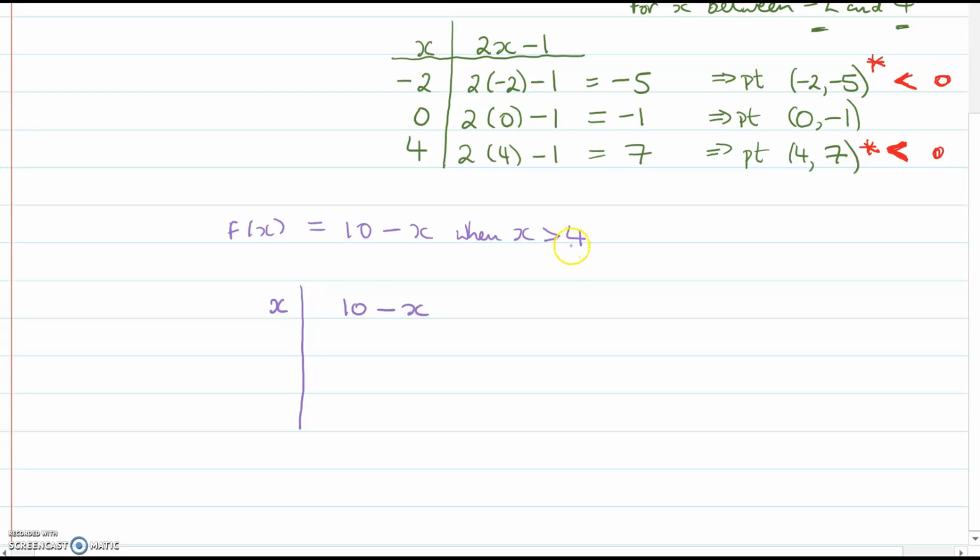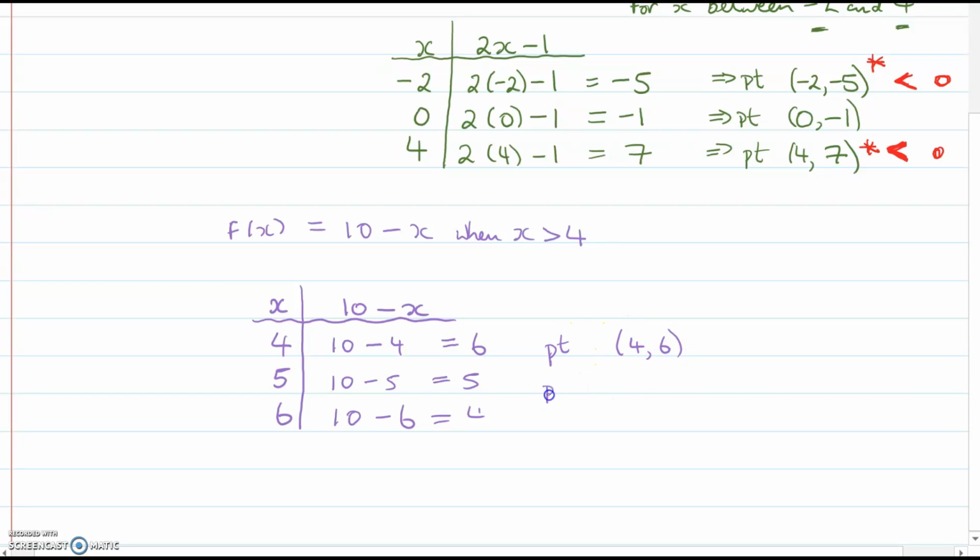So start with the number that's given. Start with the 4. Okay? Start with 4, and 5, and 6. It doesn't really matter. We can use any numbers that are bigger than 4. But 4, 5, and 6 seem to make sense. Now plug in your number. That's going to be 10 minus 4, 10 minus 5, and 10 minus 6. 10 minus 4 is equal to 6, 10 minus 5 is equal to 5, and 10 minus 6 is equal to 4. So the points here are going to be 4, 6. This point is going to be 5, 5. And this point is going to be 6, 4.